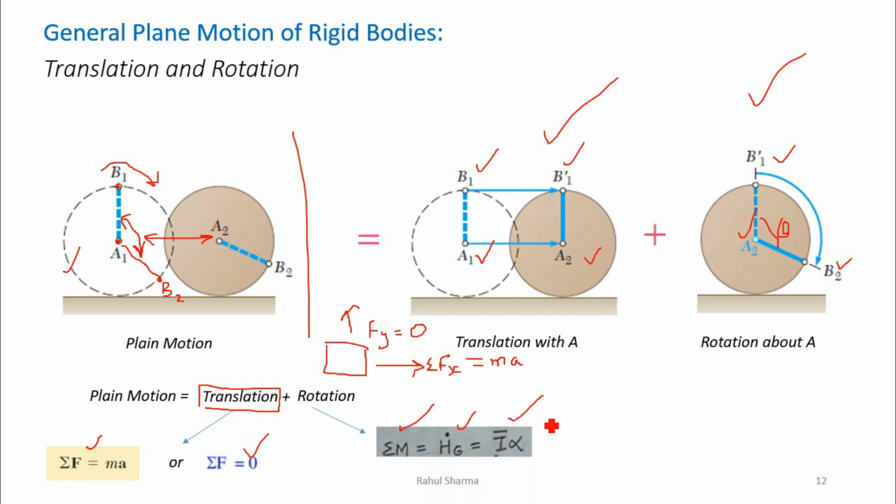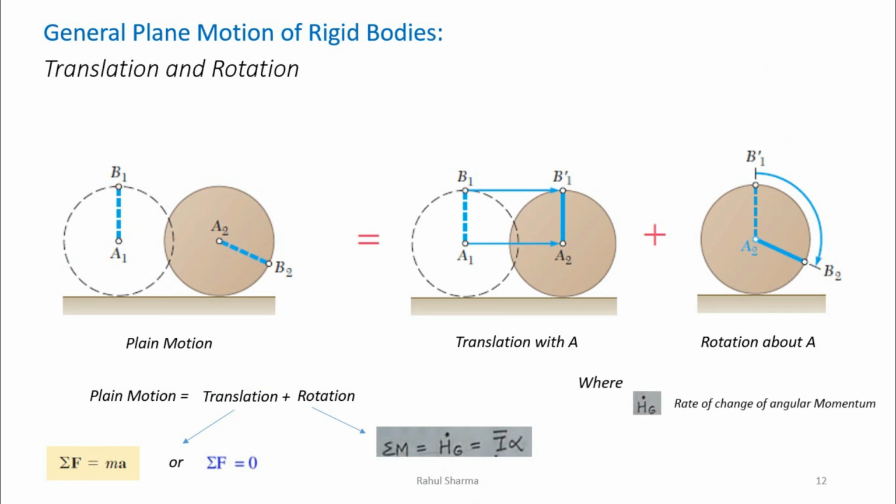Now what are these terms? First, H dot G is the rate of change of angular momentum, I bar is the moment of inertia, which we have discussed in previous units, and alpha is the angular acceleration. In numericals these values will be given. When we put all these values in, we can find out the summation of moment of force for rotation. So using these two equations we can find out the general plane motion of any object.